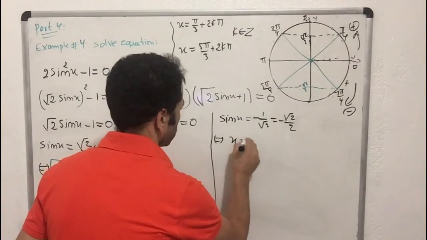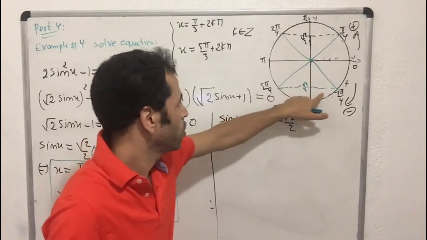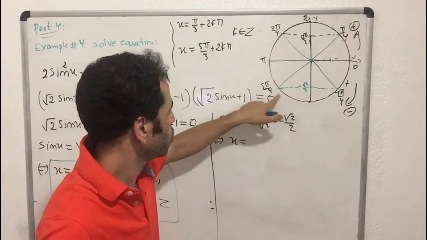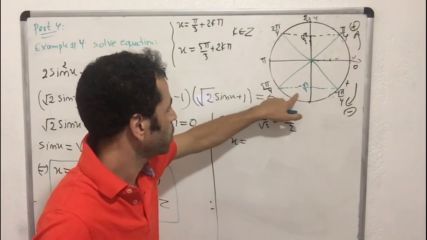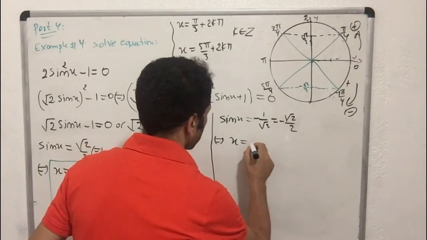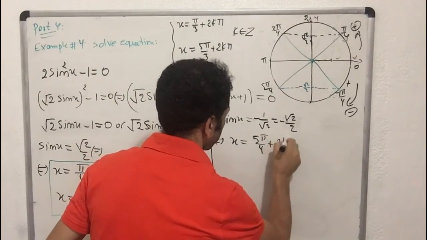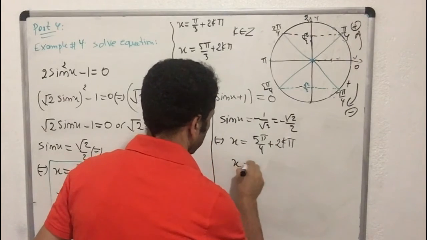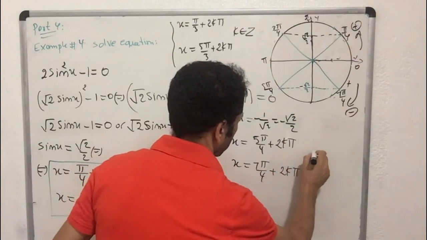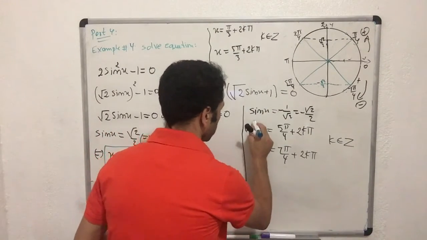Now sine x equal to minus square root of 2 over 2, I have the same value. By doing extension, I will find two angles. So that means sine of 7 pi over 4 equal to sine of 5 pi over 4, by doing extension, okay? So now x equal to 5 pi over 4 plus 2k pi, and x equal to 7 pi over 4 plus 2k pi. K is always an integer, okay? Now we have two new equations, okay?